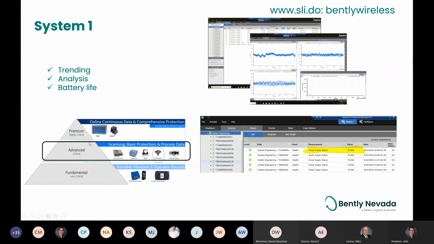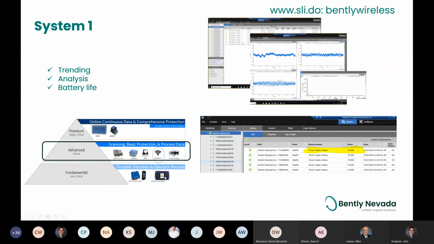Back to System 1. We have three tiers of System 1. The premium has everything below it, but it is going to be where you have your Orbit 60, your 3500, your ADAPT systems, your continuous monitoring and protection systems, all that data coming in. Your Ranger Pro is going to come in the advanced tier. So that'll be typically your critical equipment. Your VB Online Pro, 2320, Trendmaster, and then process data coming in through advanced. And then fundamental, which is your less critical machines, will be your portables and walk-around products, the Scout and VB7 and VB8s.